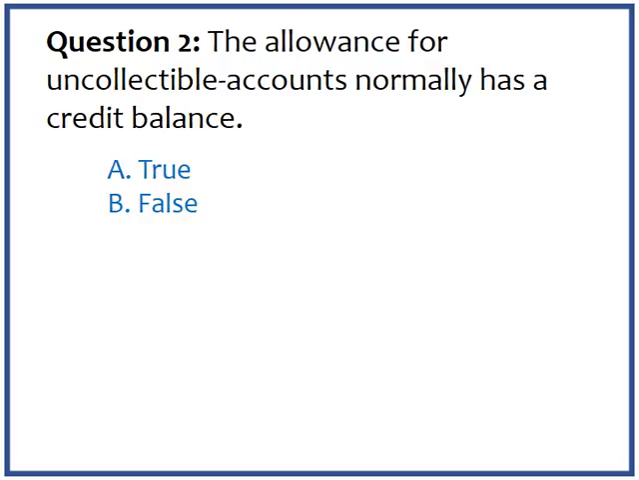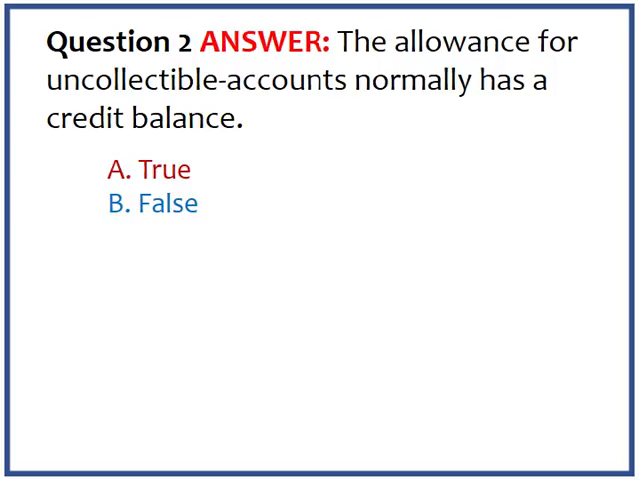The second question reads, the allowance for uncollectible accounts normally has a credit balance. Is this statement true or false? The answer is true. The allowance for uncollectible accounts is a contra asset.